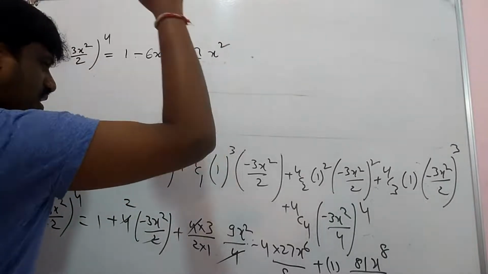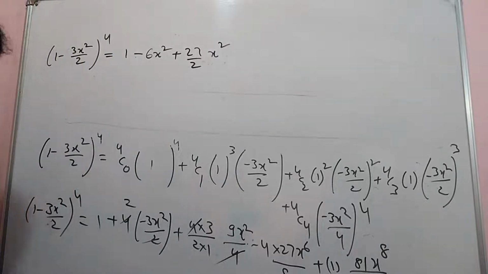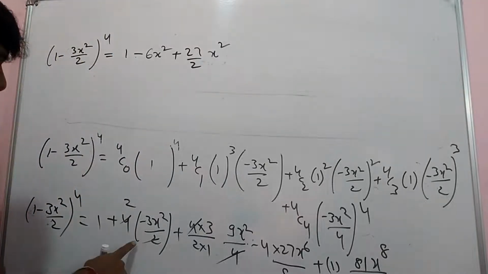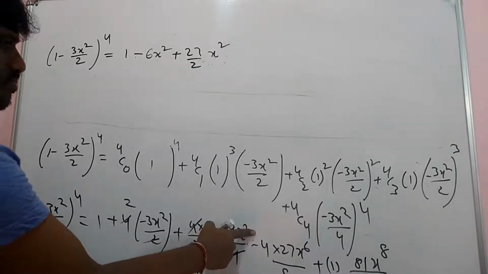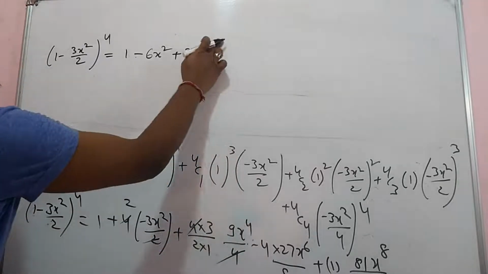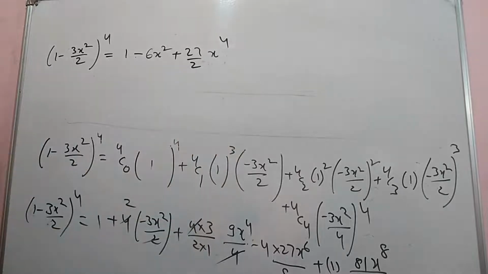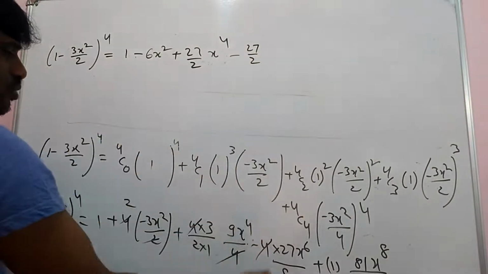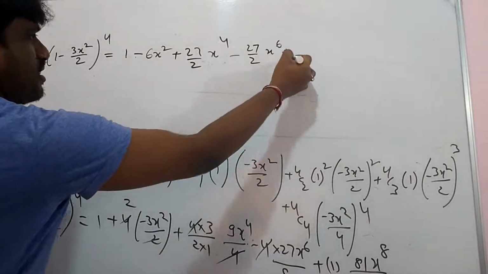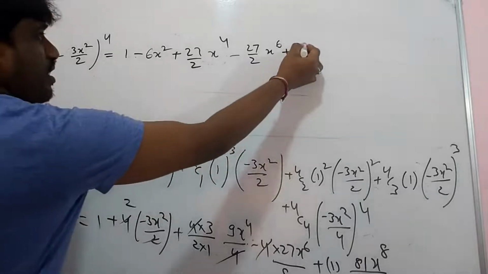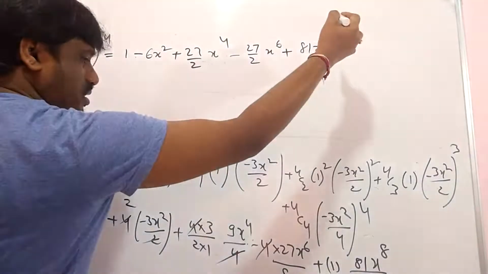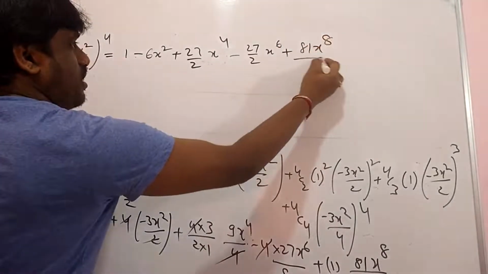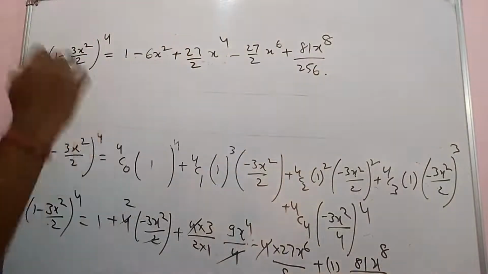X square again? No, I think something went wrong. X power 4 you will get here. Okay, x⁴ minus 4 1s are 4, 2s cancel, minus 27 by 2 x⁶ plus 81 x⁸ divided by 256 is the expansion.